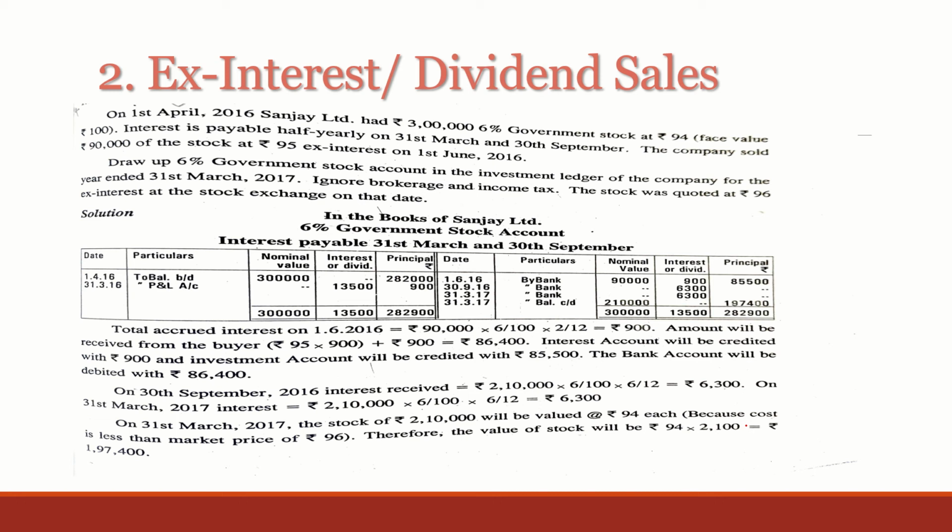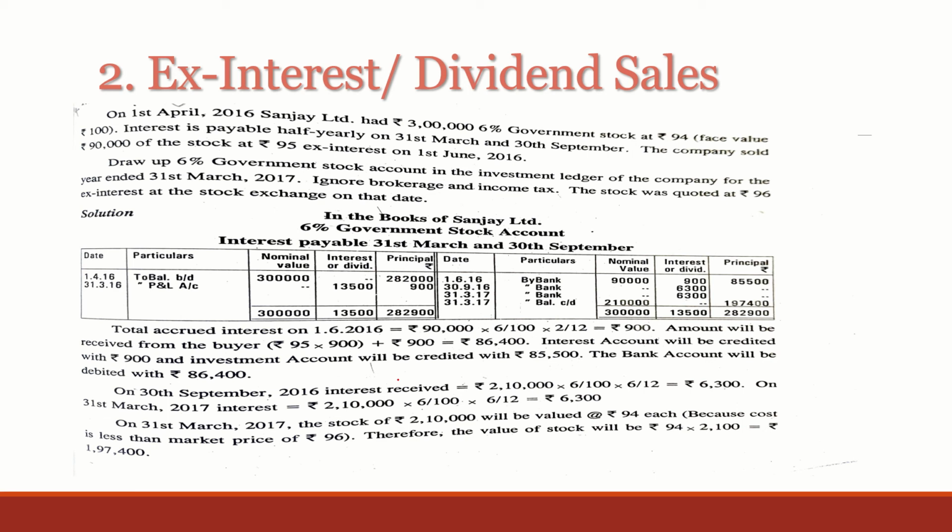Now let's see. On 1st April 2016, Sanjay Limited had 3 lakh 6% government stock at 94, face value 100. Here it is said that Sanjay Limited had, which means that the company already has a stock of government stock. So that is written as the opening balance, that is to balance brought down 3 lakh.